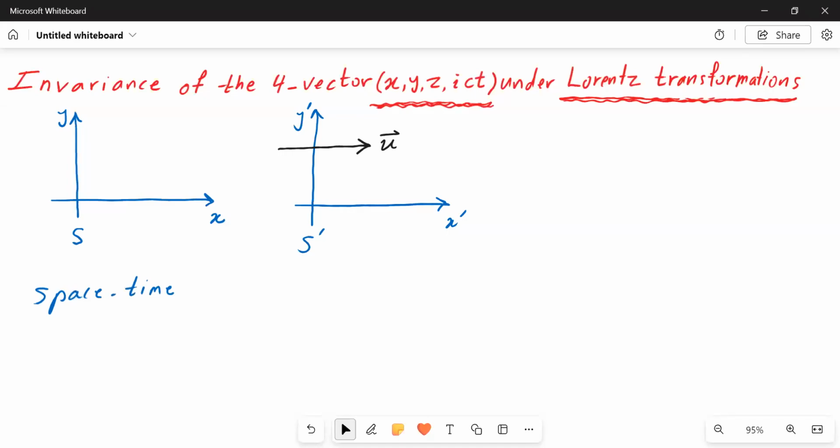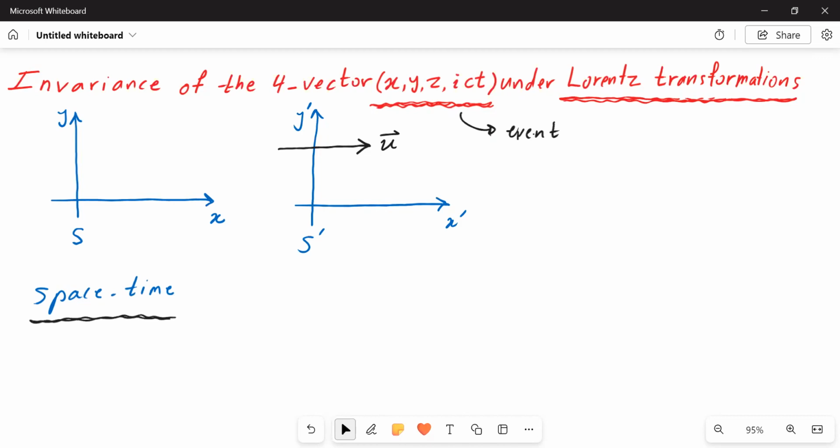In this video, we're going to talk about the invariance of the four-vector x, y, z, and ict under Lorentz transformations. This four-vector is actually the coordinates of an event. We call it an event in the language of the theory of relativity, and that is a particular point in space-time.